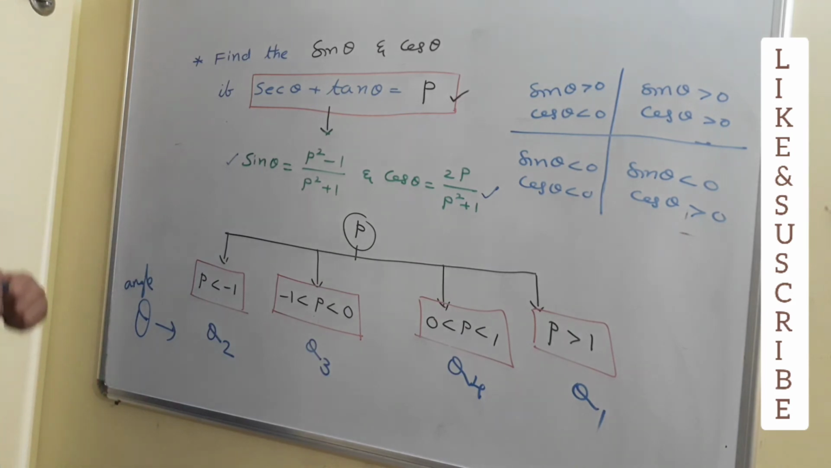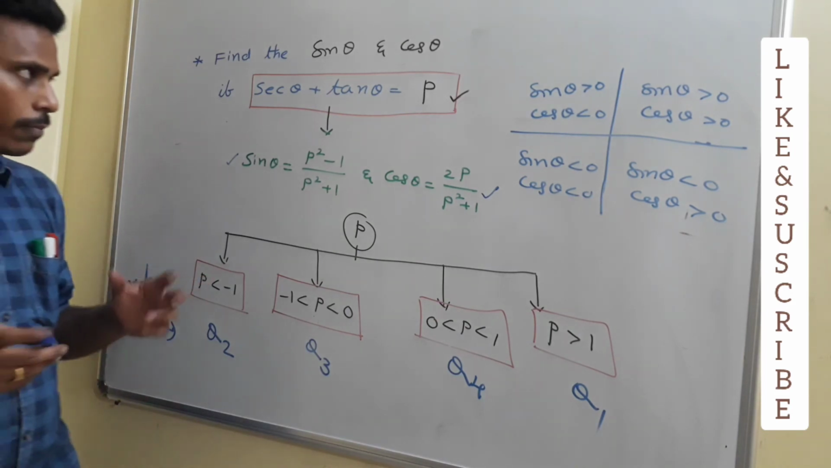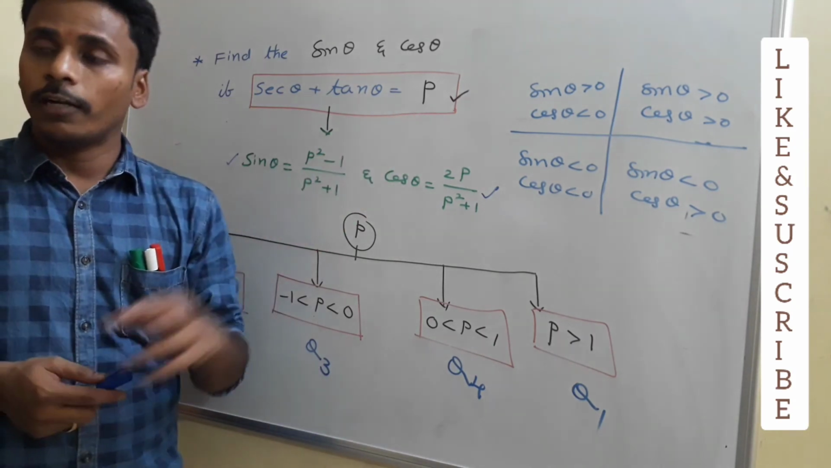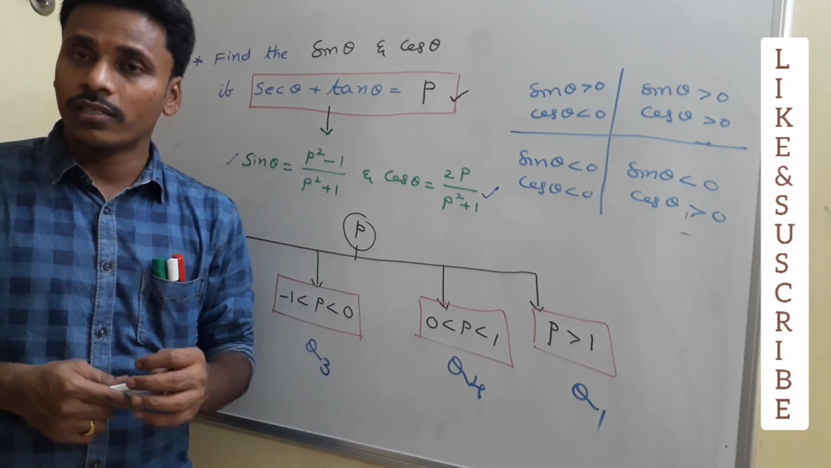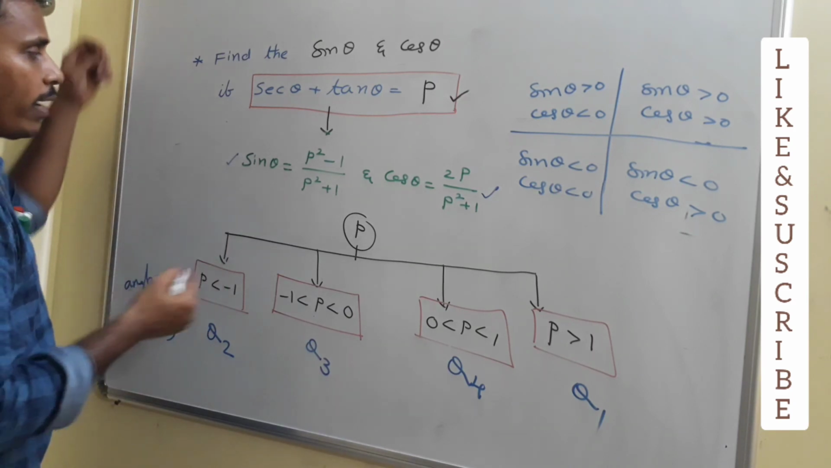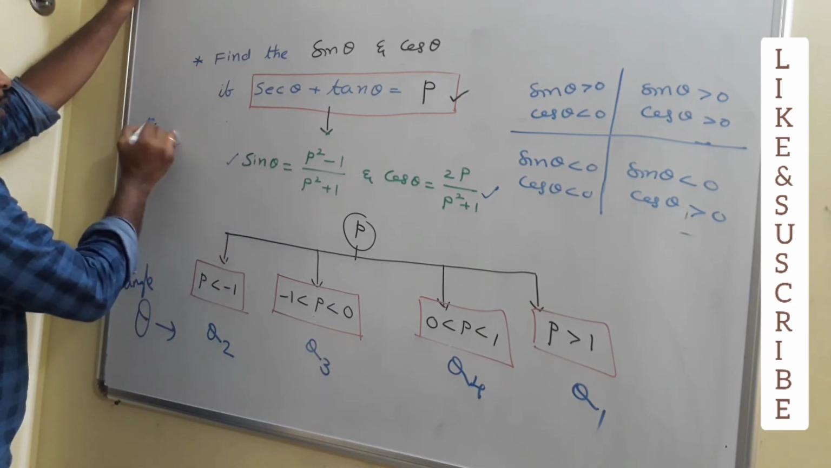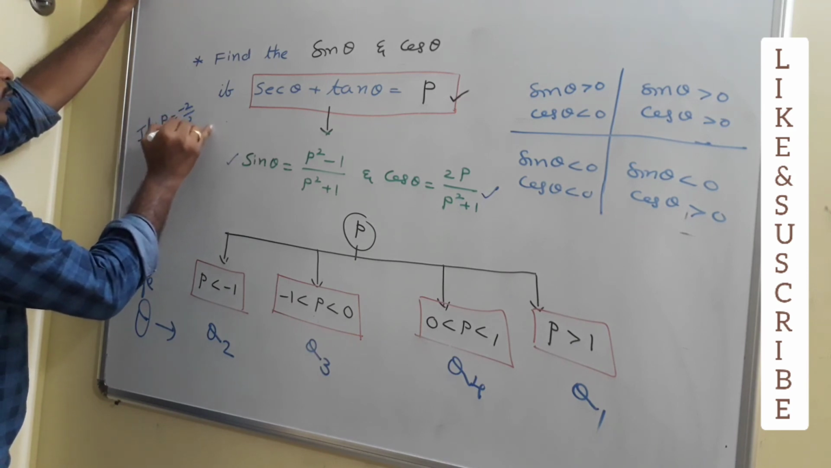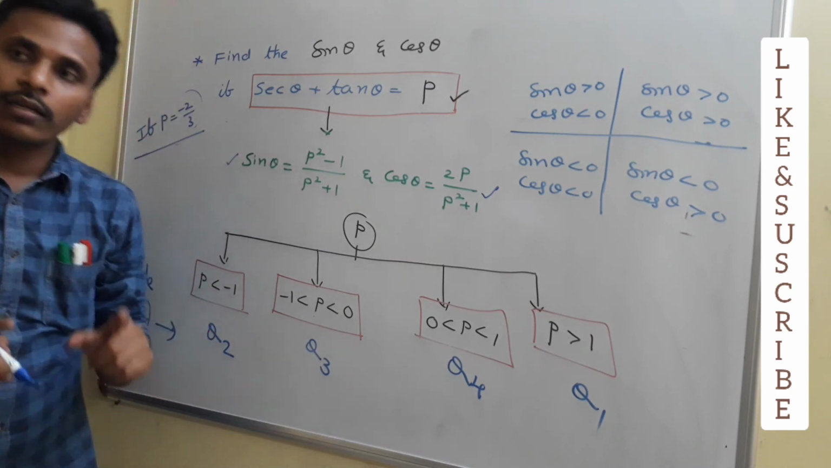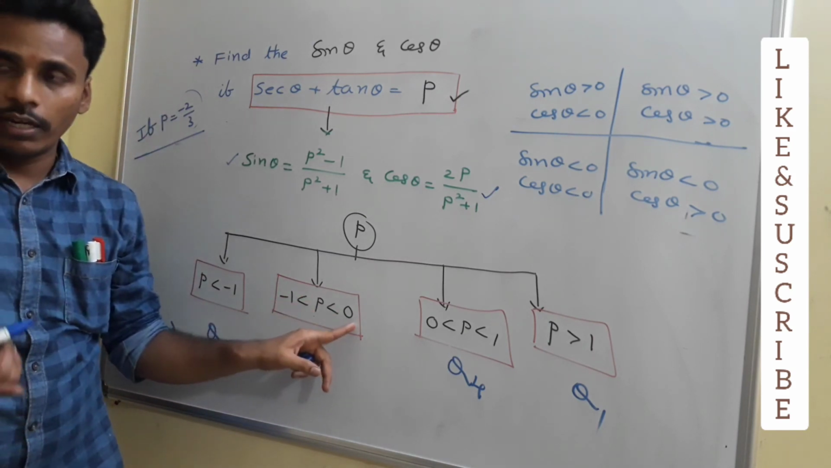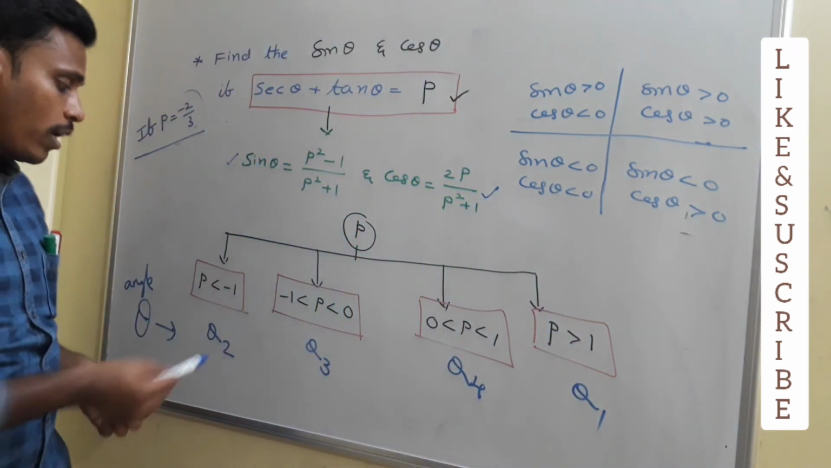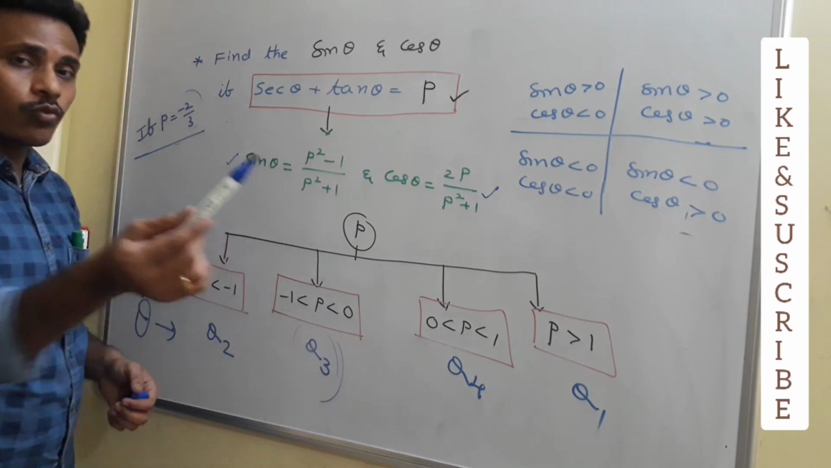So you will face some special types of problems. For suppose, the p value is given. At first in this class we discussed p as minus 2 by 3, right? The first problem we discussed in this class: if secant theta plus tan theta is equal to minus 2 by 3, what will happen? If p is equal to minus 2 by 3, minus 2 by 3 is a number which lies in between minus 1 and 0. Minus 2 by 3 means minus 0.6 something, so it lies in between minus 1 and 0. So theta lies in the third quadrant. That's what we found there.